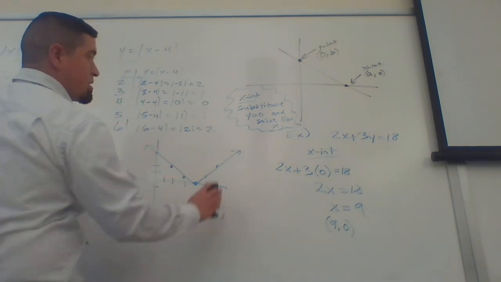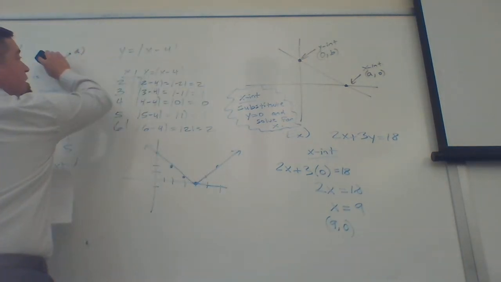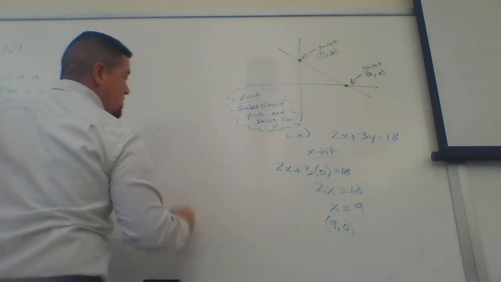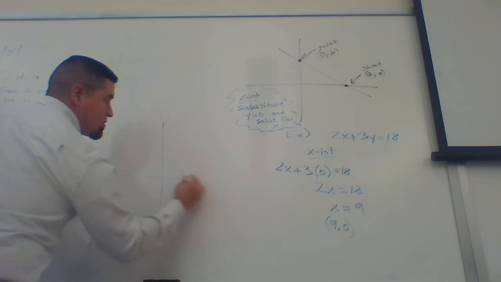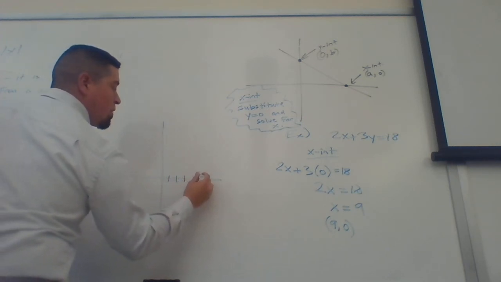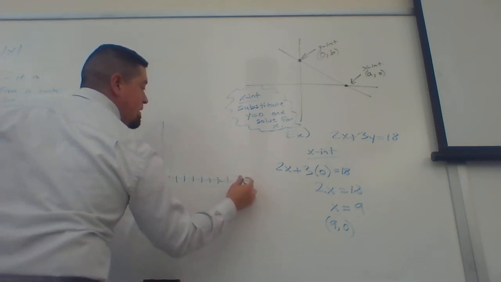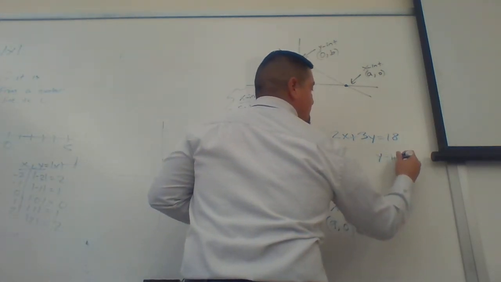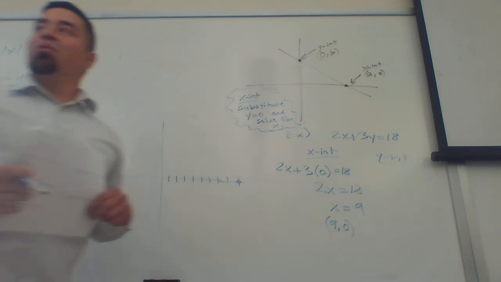And let me use this space here. Let me erase this here. Okay, so the coordinate is 9, 0. So if I wanted to, I can graph that: 1, 2, 3, 4, 5, 6, 7, 8, 9, 0. And now let's go ahead and find, because that's the next task, the y-intercept.